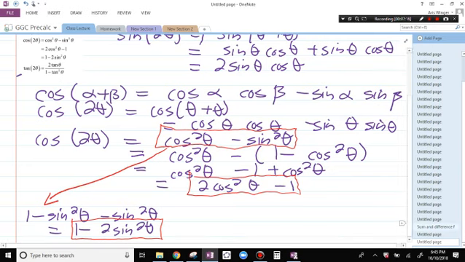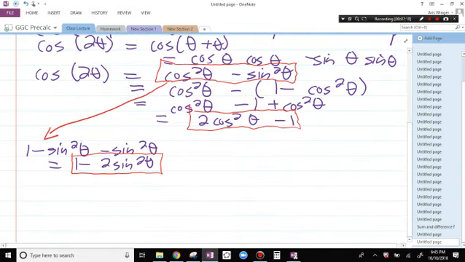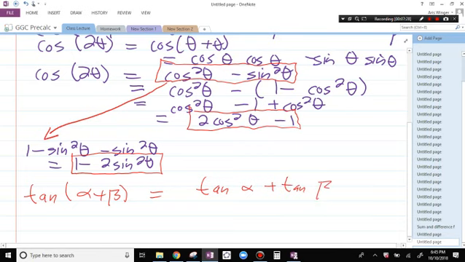Tangent formula comes from what we said last week. We said that the tangent of alpha plus beta, this is the one I rarely remember, it's the tangent of alpha plus the tangent of beta, all over 1 minus tangent alpha, tangent beta. We said that last week.